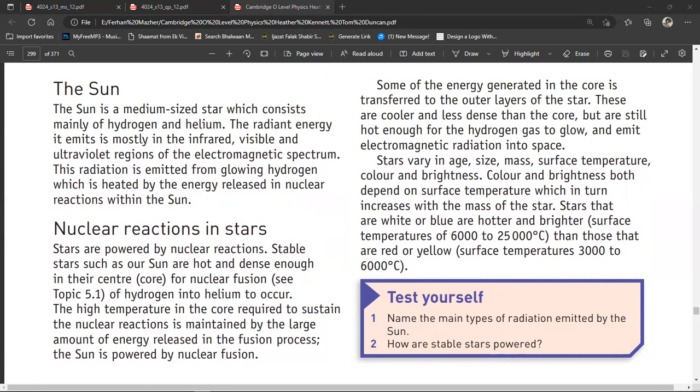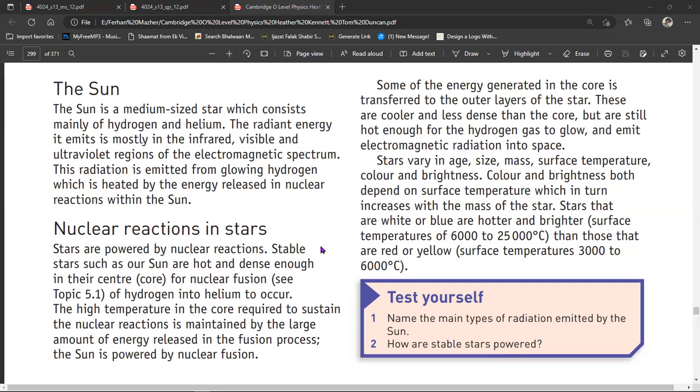Stars vary in age, size, mass, surface temperature, color, and brightness. Color and brightness both depend on surface temperature, which in turn increases with the mass of the star. Stars that are white or blue are hotter and brighter, with a surface temperature of 6,000 to 25,000 degrees centigrade, than those that are red or yellow, whose surface temperature is 3,000 to 6,000 degrees centigrade.